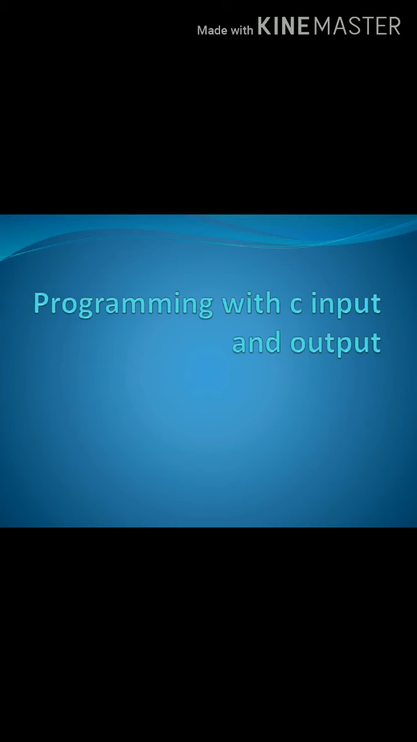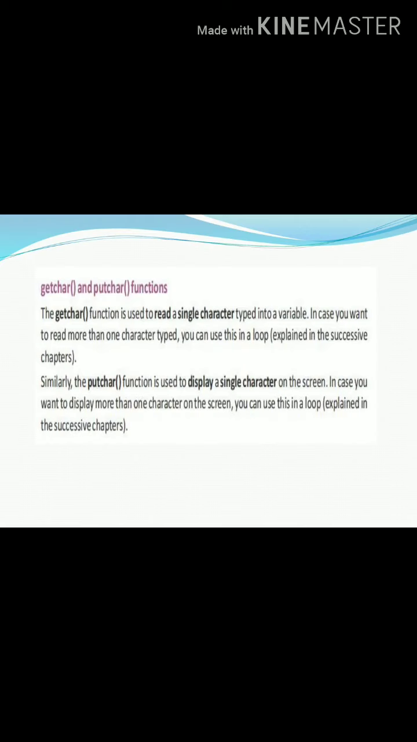So last class we discussed programming with C input and output functions: standard input, standard output, standard error, and what header files are. We have printf and scanf functions, which are in the standard input output header file, stdio.h. Apart from that, we discussed format specifiers, for example %d for integer, %f for float, %c for character. Then a small program on format specifiers, and then escape sequences.